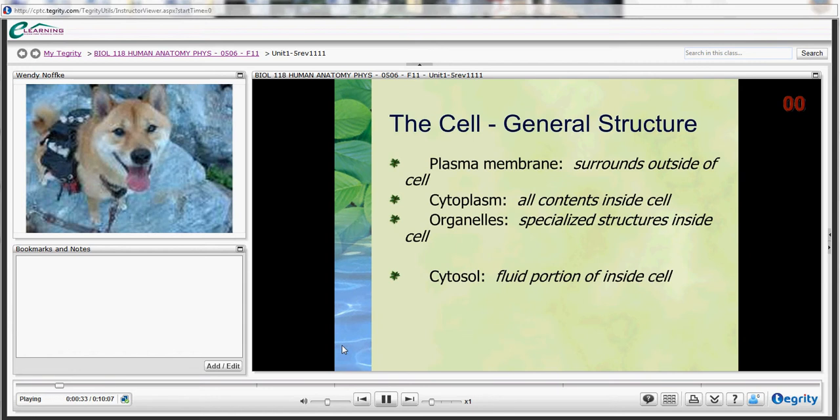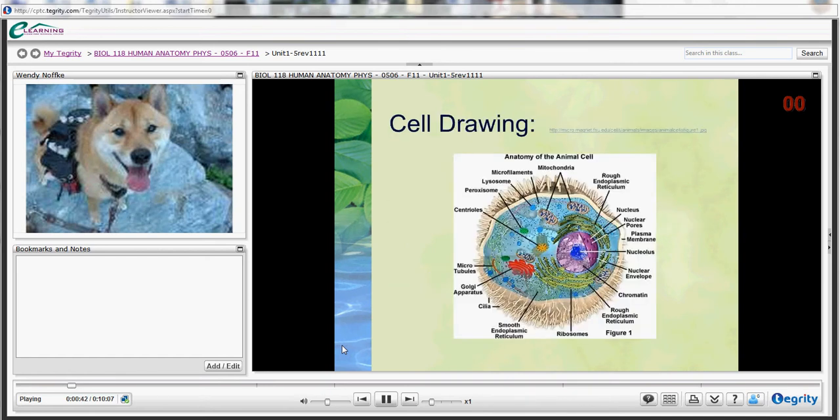The cytosol is the fluid part of the cell, not to be confused with the cytoplasm, which is all of the contents on the inside. Somewhere near the center of the cell, we have the nucleus, which will contain the genetic information.